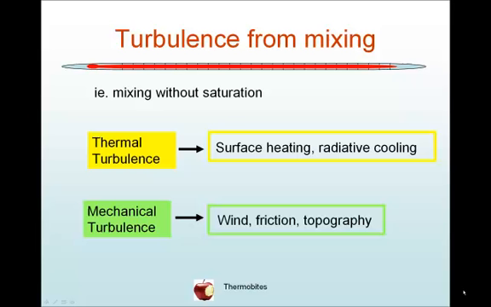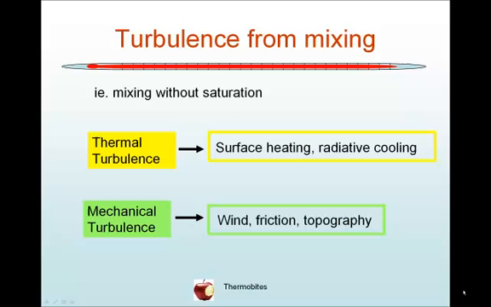Turbulence with mixing. There are times when the atmosphere undergoes vertical mixing due to various causes, but there is no mixing condensation level. That is, saturation does not occur and cloud does not form. This vertical mixing can result in turbulence, that is, strong vertical motions and stronger wind gusts experienced near the surface. The two types are thermal turbulence and mechanical turbulence.